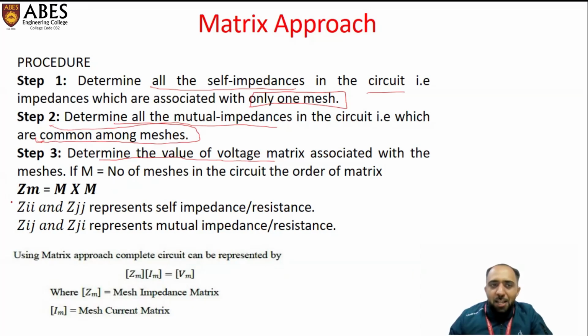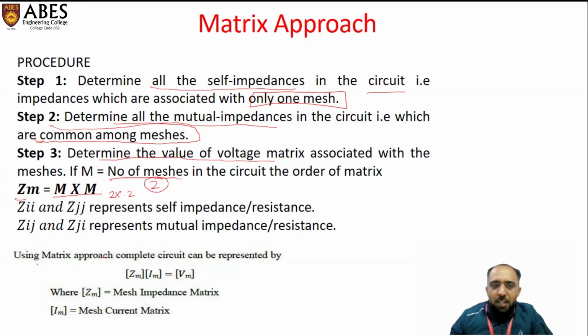So what will be the size of the Z matrix? Z stands for impedance matrix. Resistance can also be there in this Z matrix. It will be M by M, which means if there are only two meshes in the circuit, a 2 by 2 matrix will be applied for that circuit.